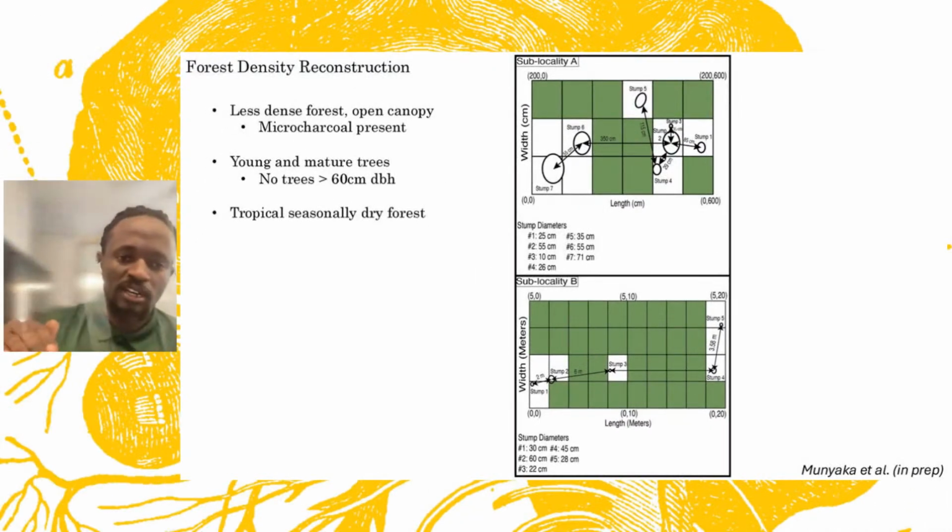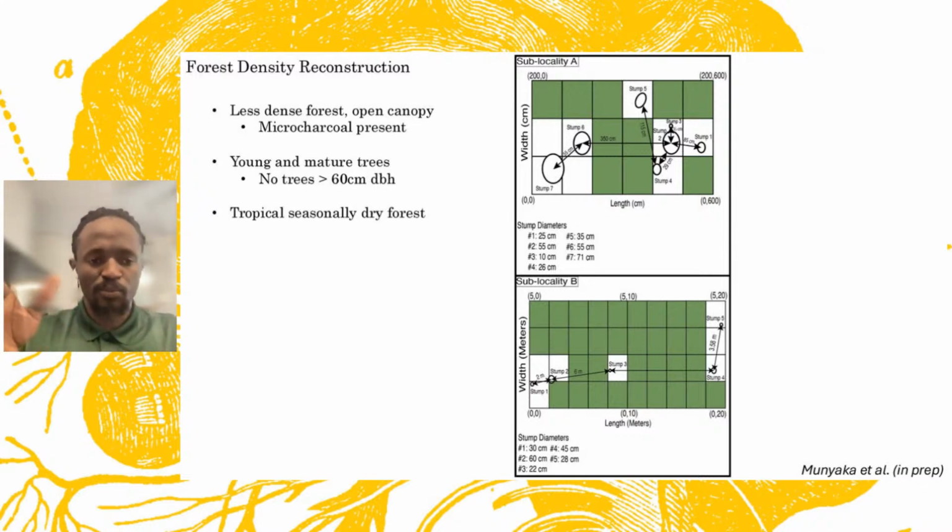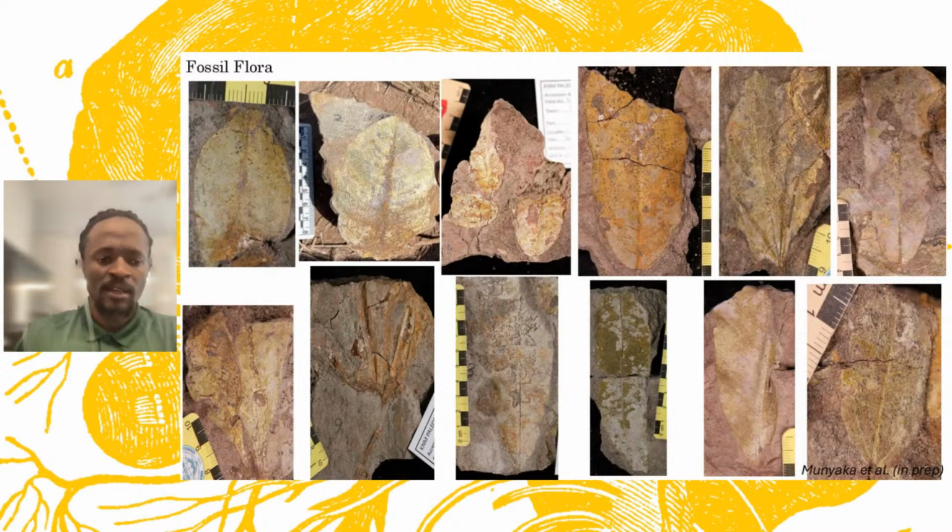And on that specific layer, we also sampled the paleosol associated with that layer, and we found some microcharcoal present. From this, we can interpret that we don't have a lot of big trees. And from that, it's plotting to something close to a tropical seasonally dry forest that has potential disturbance, by the evidence of the microcharcoal from that layer.